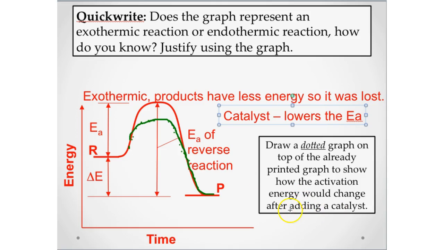Remember, the catalyst is not used in the reaction itself. It's not reacting with anything. It's isolated, but it does help form product. So it lowers the activation energy. It helps form collisions. It helps form them in the correct orientation, and then the reaction proceeds.